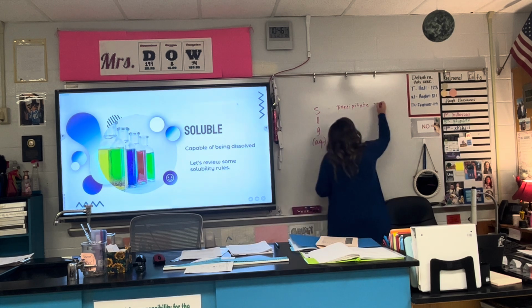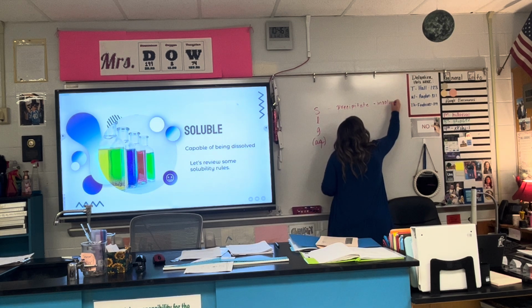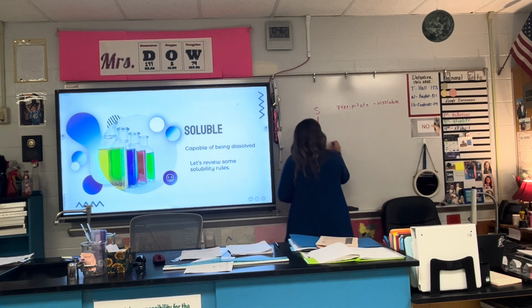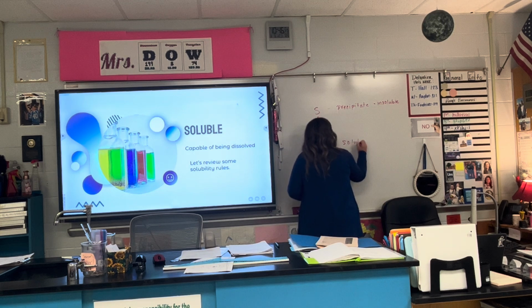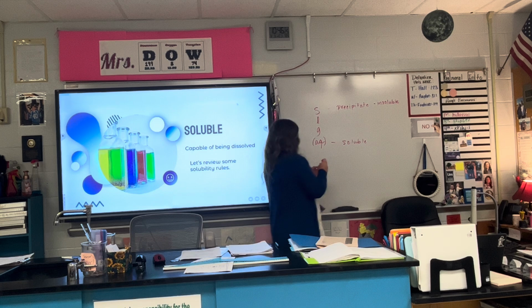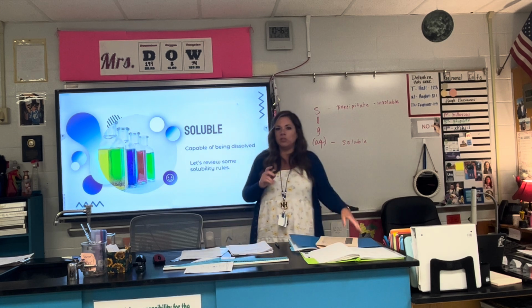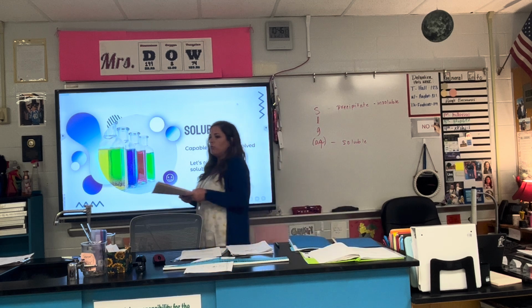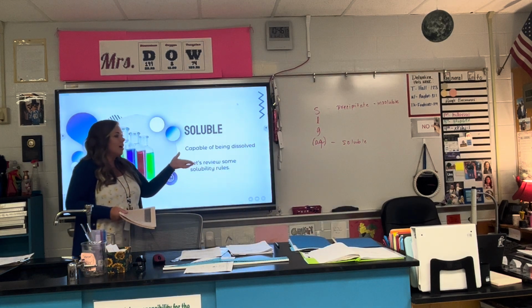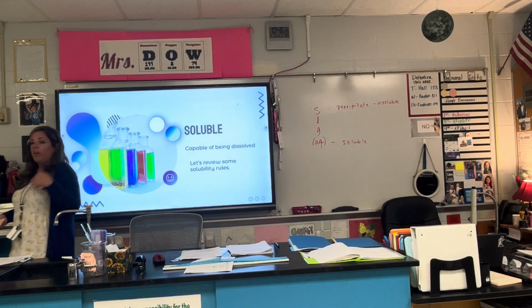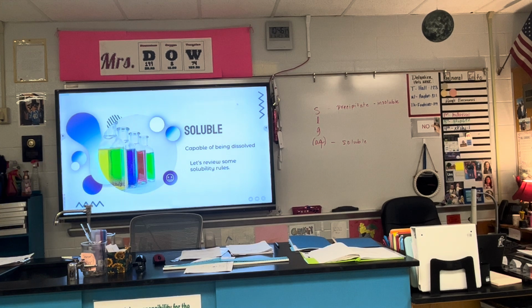So our solid is going to be our precipitate, because it is insoluble. Our aqueous is soluble. Okay, just so that we kind of relate some terms to what you already know. You knew that solids are precipitates. Well, that would be our insoluble on the chart. It does not dissolve in liquid. Aqueous would be our soluble.